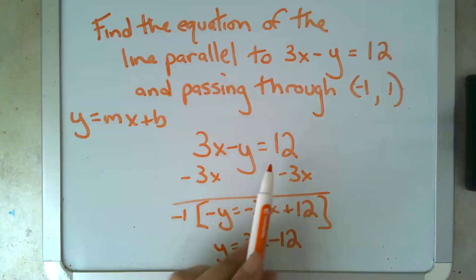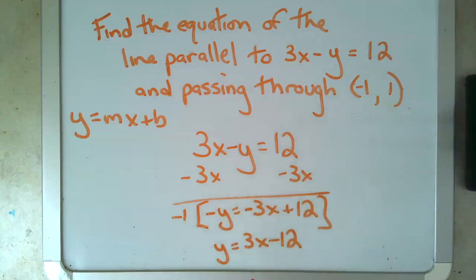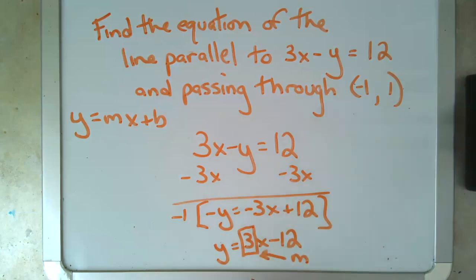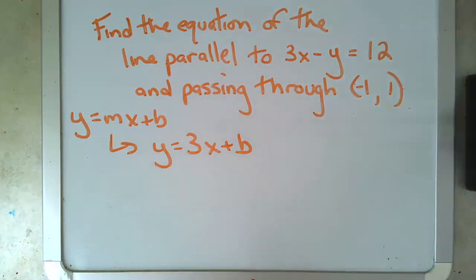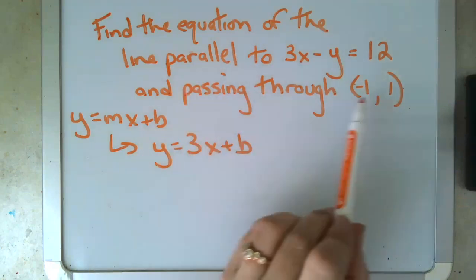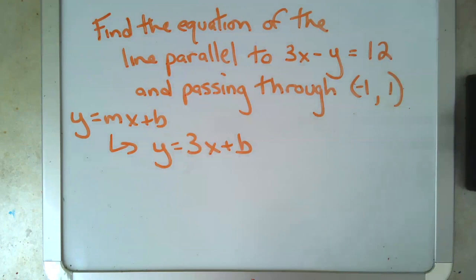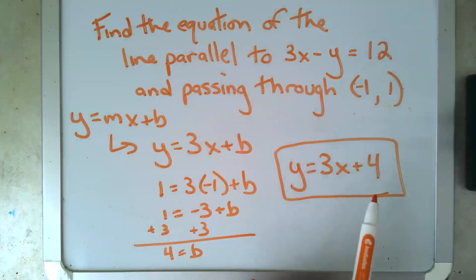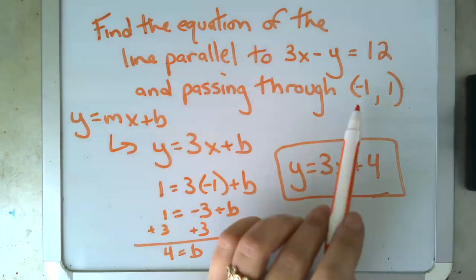And so this has now been changed into y equals 3x minus 12, which means that 3 is the slope of my new line, which is parallel to this. So now I'm going to insert that into the equation. And now I continue like I did the previous one, where this is an x comma y. If this line passes through this point, that means it is true when I put that point in. And now I just have to solve for b. So doing inverse operations, I find that my b is 4, which means y equals 3x plus 4 is the equation of the line parallel to this and passing through this.